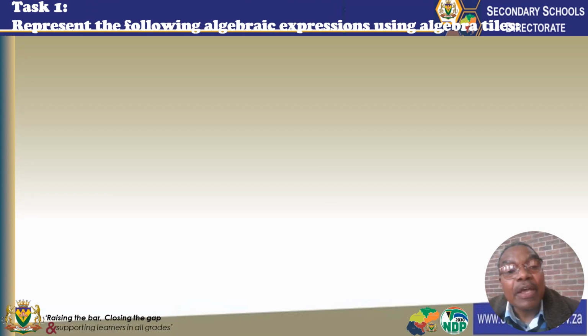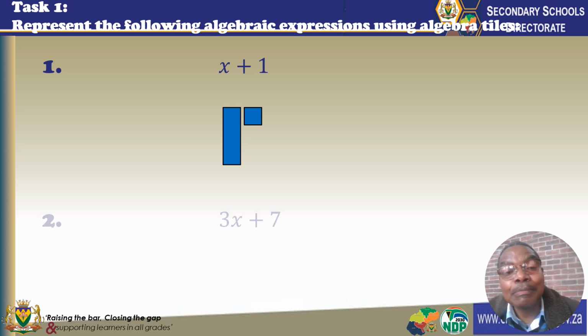Now, represent the following algebraic expressions using algebraic tiles. Now let's start doing the representation of it. Remember, x refers to what? Rectangle. 1 is a small square. So now when we represent this one, I'm expecting you to have what? The rectangle, which is x by 1, and also what? The small square, which is positive. Next one, we have 3x plus 7.